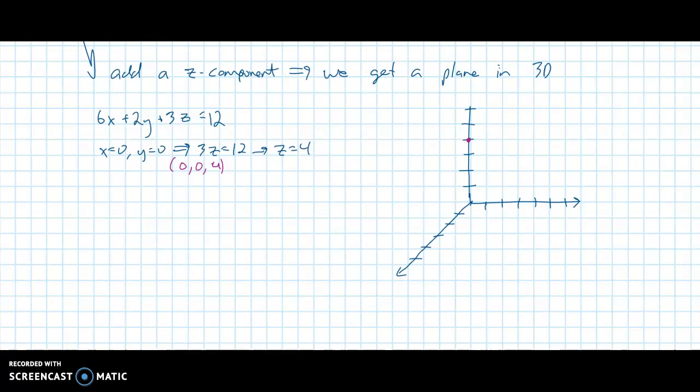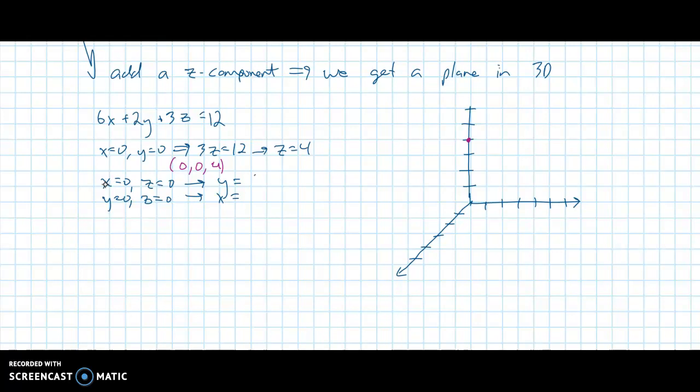What's next? I'm going to do the same thing. I'm going to let x equals 0, z equals 0, and get a y equals something. And next I'm going to let y equals 0, z equals 0, and get an x point. Why don't you pause and get those points?